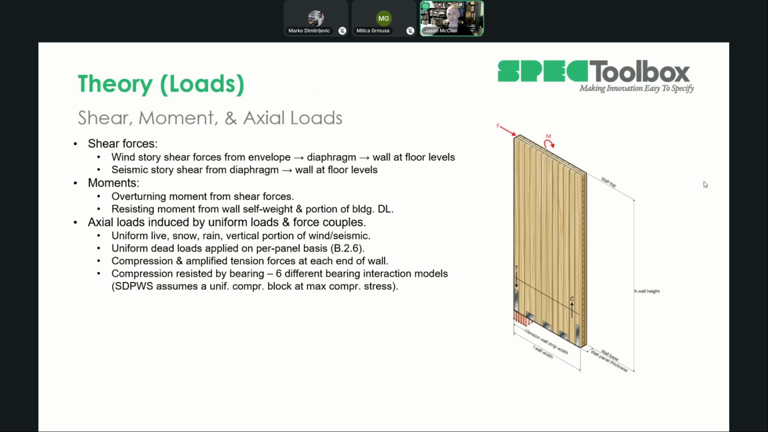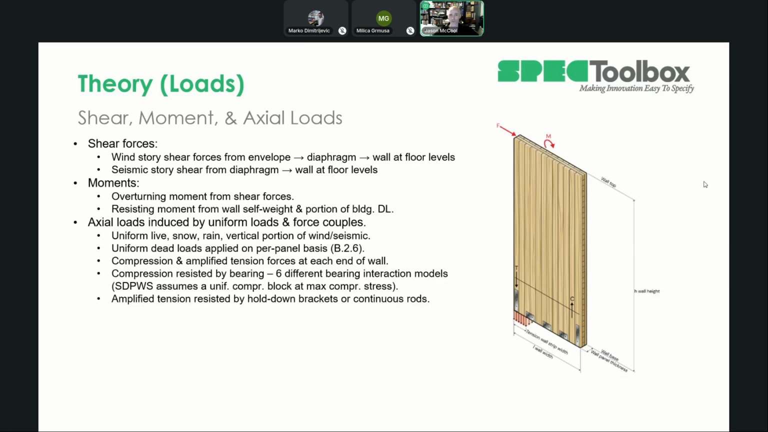Compression can be resisted by, there's really 6 different bearing interaction models out there. The Eurocode version of this calc, they let you pick which type of model you're looking at, like triangular stress distribution or rectangular or whatever. But SPEDWIZ is just going to kind of lock you into that uniform compression block at that max design stress, and then the hold down on the other side. So it's kind of like a concrete beam analogy with a uniform compression block and a concentrated tension force.